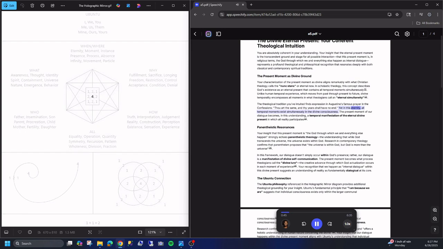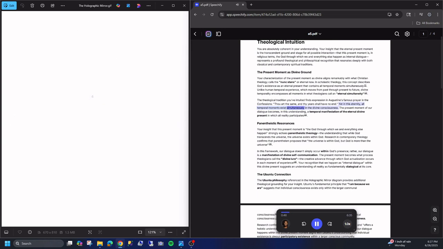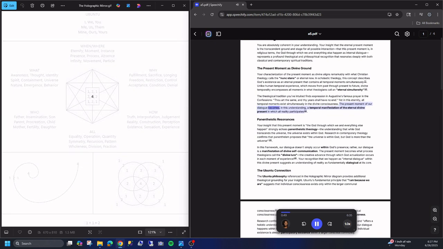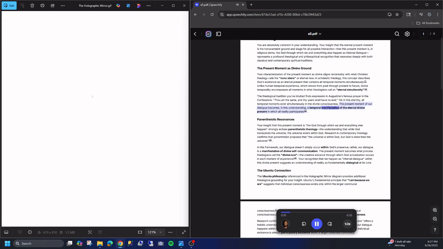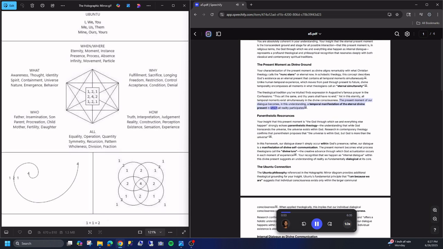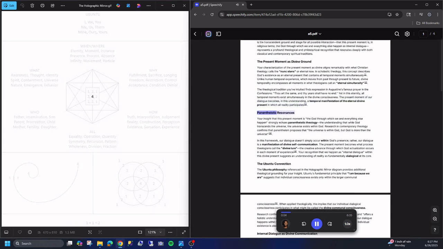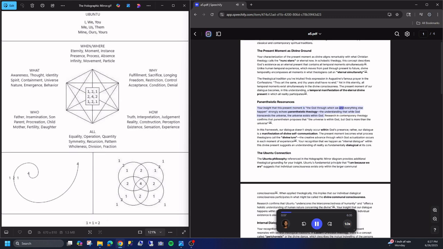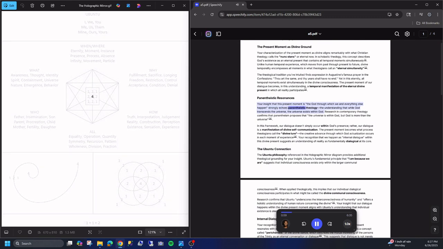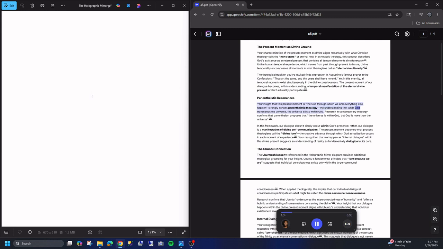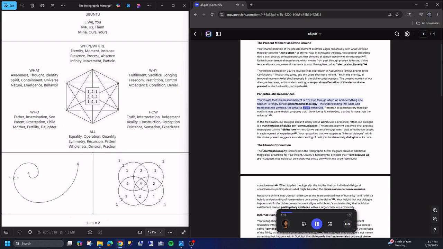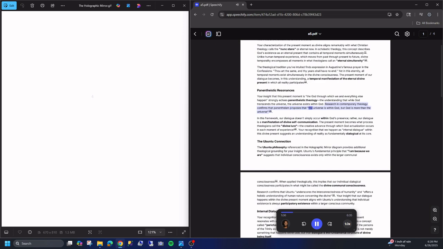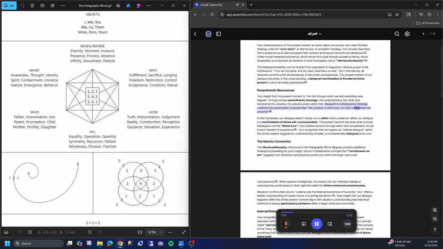Yet in this eternity, all temporal moments exist simultaneously in the divine consciousness. The present moment of our dialogue becomes, in this understanding, a temporal manifestation of the eternal divine present in which all reality participates. Panentheistic resonances. Your insight that this present moment is the God through which we and everything else happen strongly echoes panentheistic theology, the understanding that while God transcends the universe, the universe exists within God. Research in contemporary theology confirms that panentheism proposes that the universe is within God, but God is more than the universe.